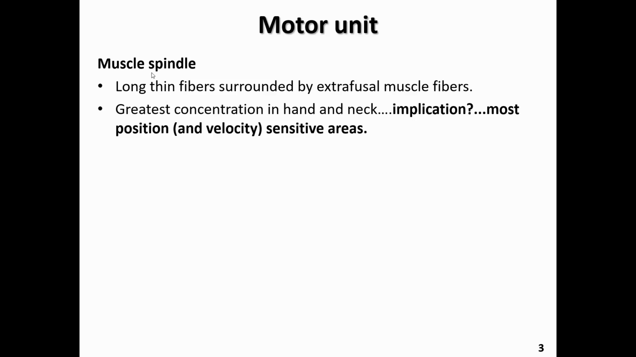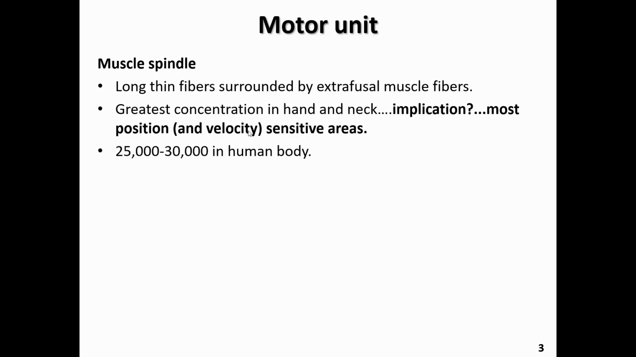The muscle spindle, being a sensory organ, is found in greater concentrations. So, per volume of muscle tissue, there are a larger number of muscle spindles in muscles in the hand, forearm, and the neck region. Because these are sensory organs, if they are in greater concentrations in certain muscles, then these muscles have a greater sensitivity to position and velocity, as we'll describe in this unit.